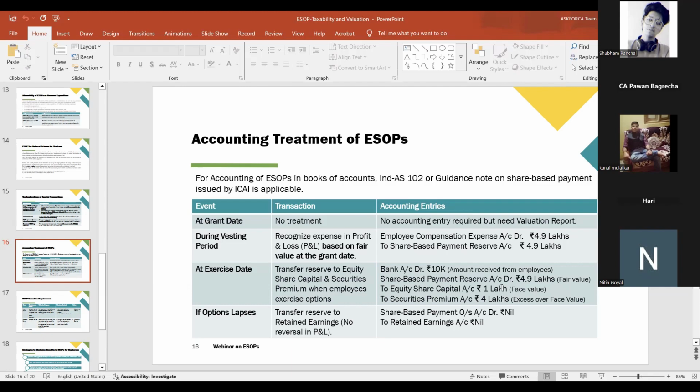ग्रांट डेट पे हम वैल्यूएशन रिपोर्ट लेंगे जो कि रजिस्टर्ड वैल्यूअर से लेनी होगी हमें, और उस जो वैल्यू हमारी आएगी उसके बेस पे हम उसकी एंट्रीज होंगी। मैंने इसमें ये जूम किया है कि जो हमारी 500 पर शेयर वैल्यू थी, जो एक्सरसाइज डेट पे वैल्यू थी, वही हमारी ग्रांट डेट पे भी सेम वैल्यू है। तो उसके बेस पे हम जो कंपनी का एक्सपेंस है 5 lakh minus 10,000 is 4.9 lakh. Company has to book that expense and credit to the share based payment reserve.